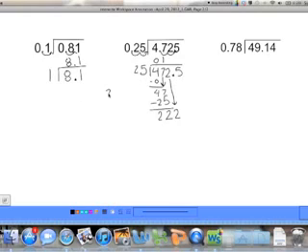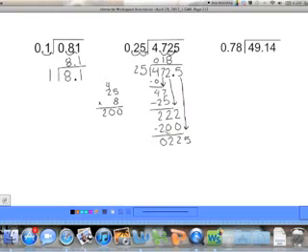Over to the side, let's check that. 25 times 8. 8 times 5 is 40. 8 times 2 is 16 plus 4 is 20, so 200. So that's right, we have 200. So we know it can fit in 8 times. We're going to subtract 200. 2 minus 0 is 2. 2 minus 0 is 2. 2 minus 2 is 0. Bring down that next 5.